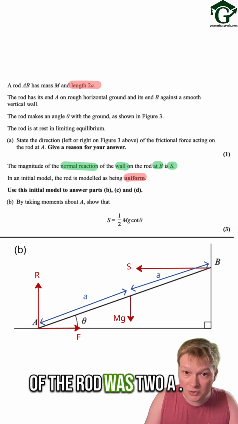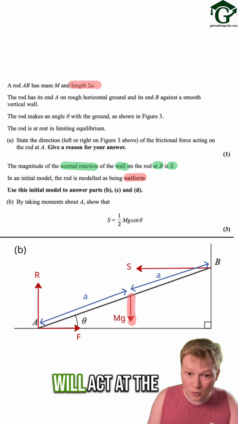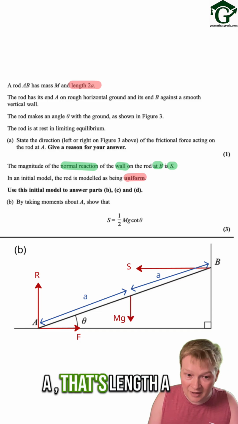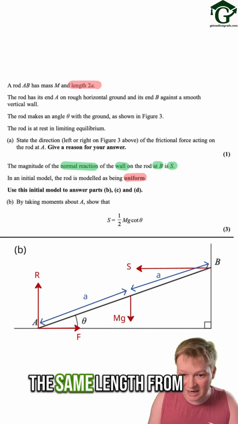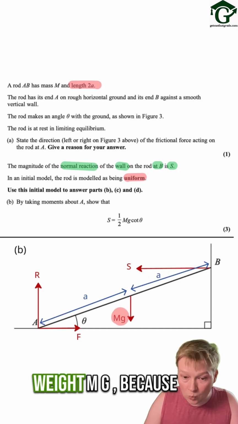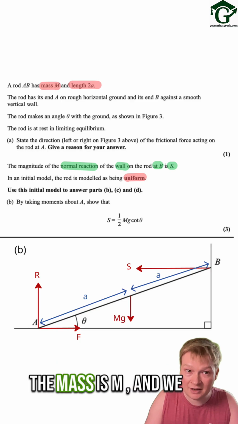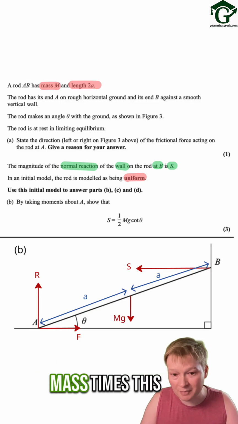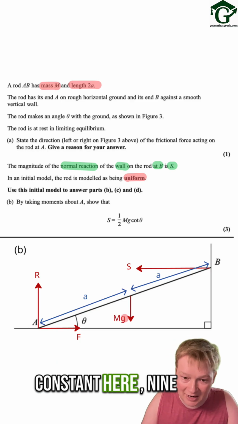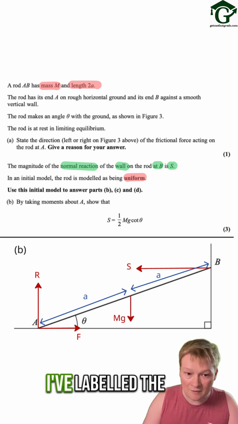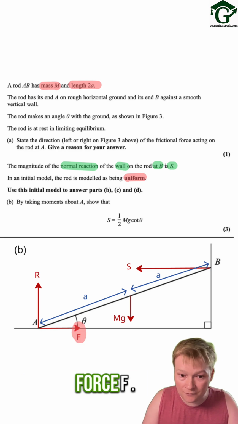Remember, the length of the rod was 2a. Therefore, the weight will act at the midpoint, half of 2a, that's length a from capital A, and the same length from capital B. I've labelled the weight mg because the mass is m, and we know weight equals mass times this gravitational constant here, 9.8, g for short. I've labelled the normal reaction at A R and the frictional force F.